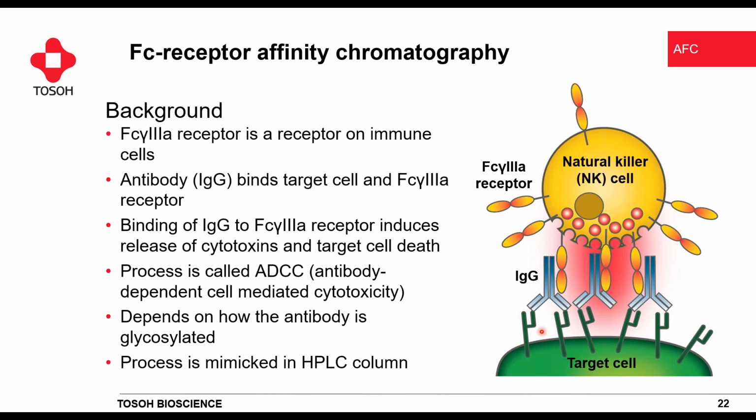Antibodies will bind on your target cell, whatever it is, maybe a cancer cell, for example, or some bacteria. And then the Fc gamma 3A receptor on, for example, natural killer cells binds to this antibody. So the binding of IgG to Fc gamma 3A induces the release of cytotoxins, and it also induces the cell death of the target cell. This process is called ADCC, which means antibody-dependent cell-mediated cytotoxicity. It depends, and this is the interesting thing, on how the antibody is glycosylated. And now we mimic this process on our HPLC column.